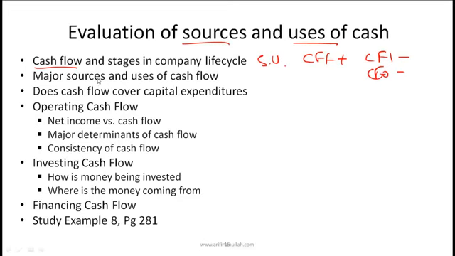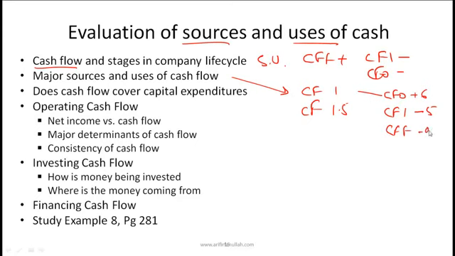You also should look at major sources and uses of cash flow. So if you simply look at something like cash flow beginning balance is 1 million, cash flow end balance is 1.5 million, this does not tell you much. But as you start looking at, say, CFO is plus 6 million, CFI is minus 5 million, and let's say that CFF is minus 0.5 million, this tells you a much better picture.